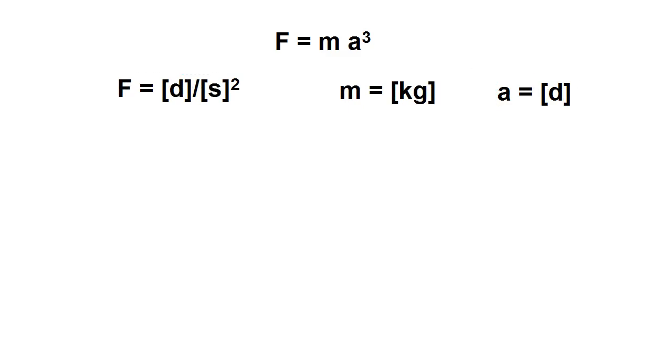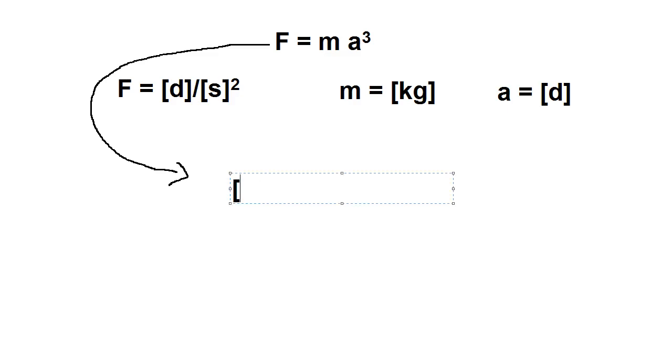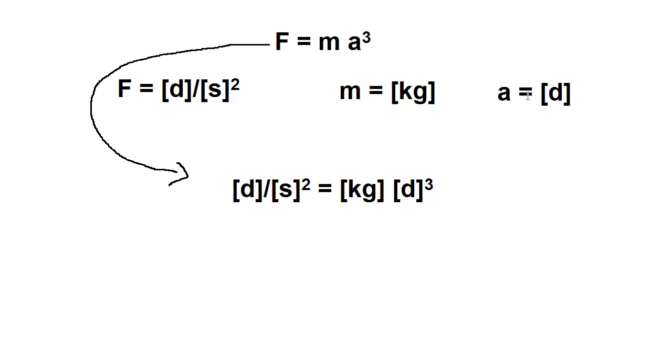If you take a look at this equation up at the top and you fill in your units, what you'll actually find is f has units or dimensions of distance divided by time squared. M has dimensions of kilograms, and a to the 3 has dimensions of distance to the 3, because again, exponents get applied to the dimensions as well. And what you'll notice is they aren't the same. If they're not the same, the equation is wrong. And that's pretty much all there is to it.